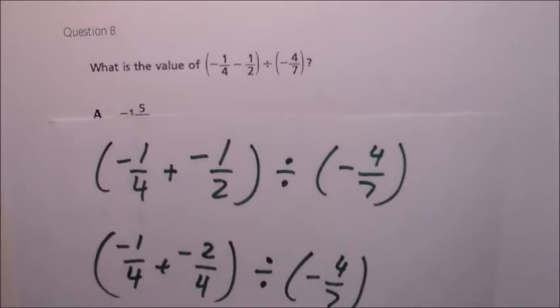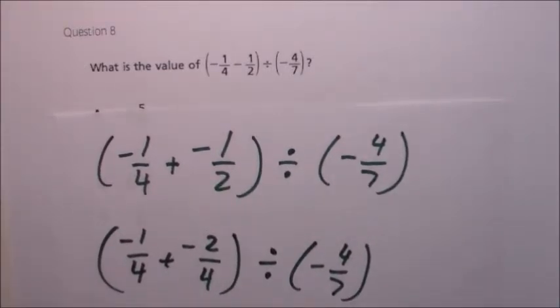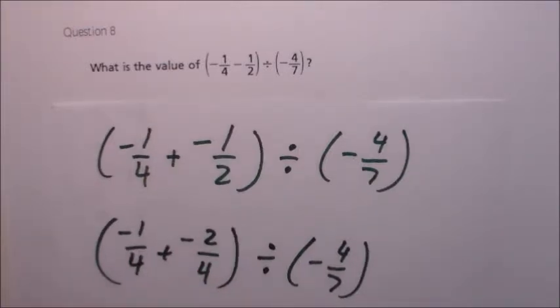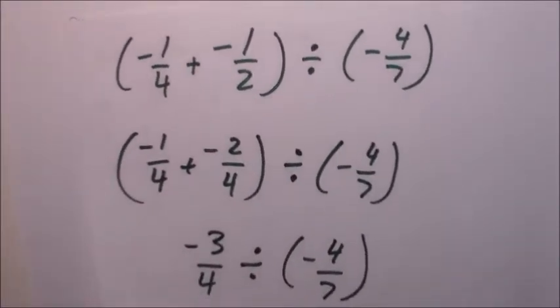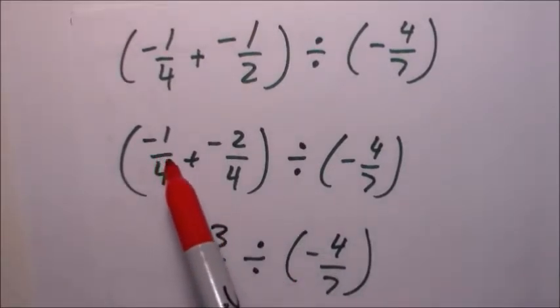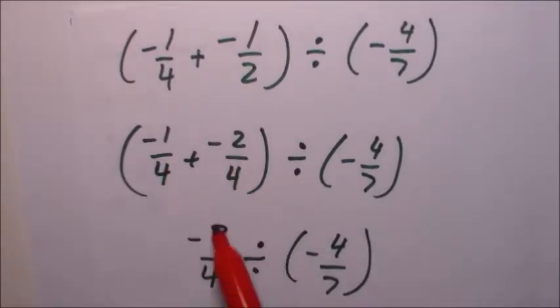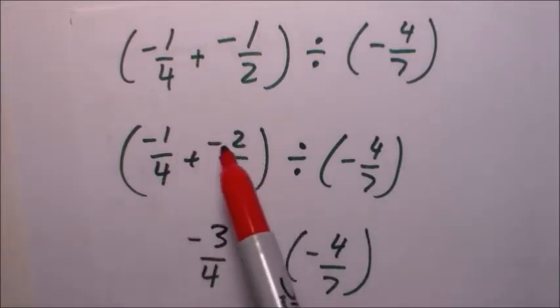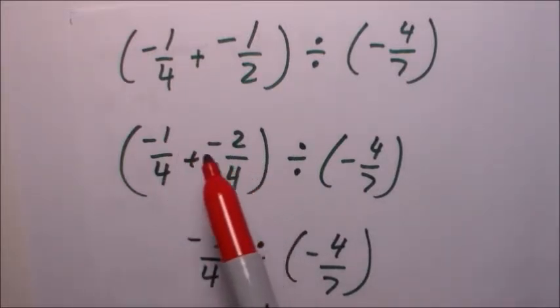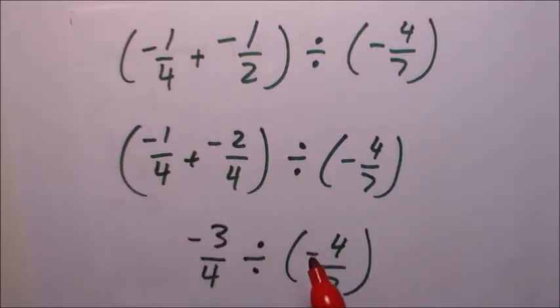So let's go ahead and get a common denominator. We'll turn 1/2 into 2/4 so that it can talk to 1/4 more easily. Add negative 1 plus negative 2 and get negative 3/4, right? Because negative 1/4 plus negative 2/4 is going to get us negative 3/4. Add the numbers together, keep the sign when both signs are the same. And we have that divided by negative 4/7.